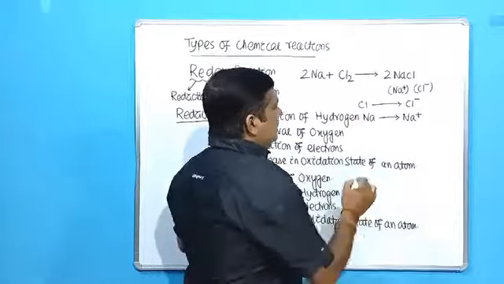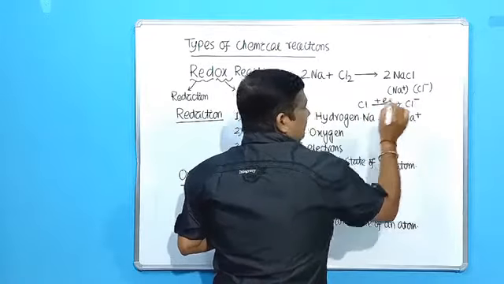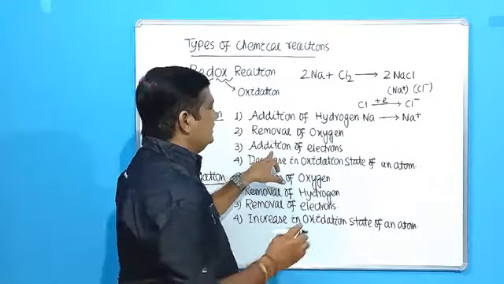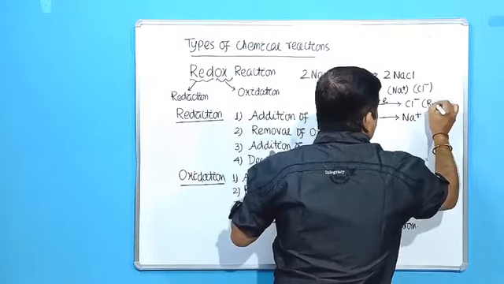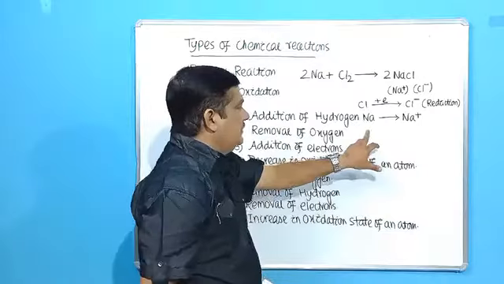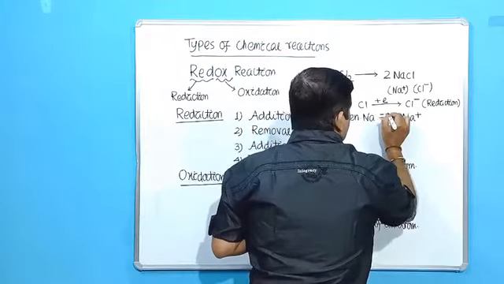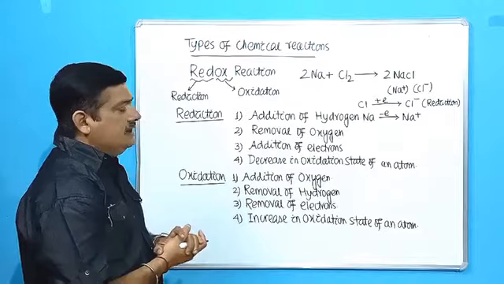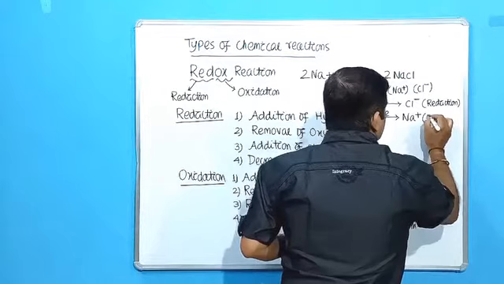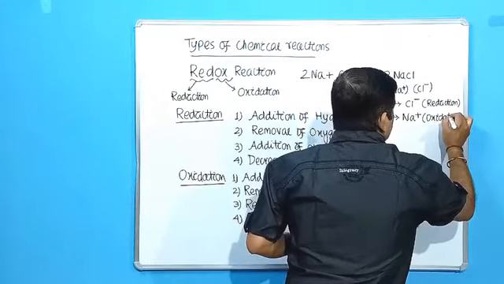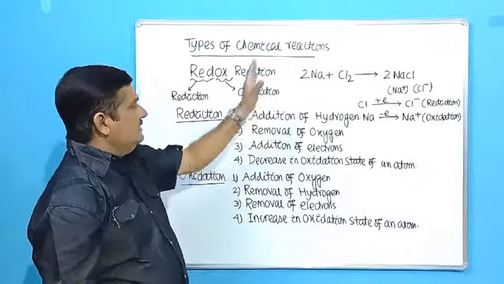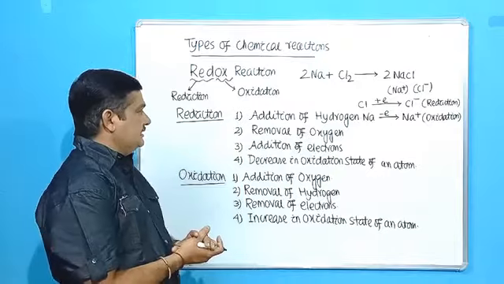So it is clearly visible, to chlorine electron has been added so that it becomes chloride ion. So addition of electron means reduction. So here the reduction takes place. Then sodium has been converted into Na plus, that means electron has been removed here. So removal of electron means oxidation. Okay. So they take place simultaneously. That's why this reaction is an example of redox reaction.